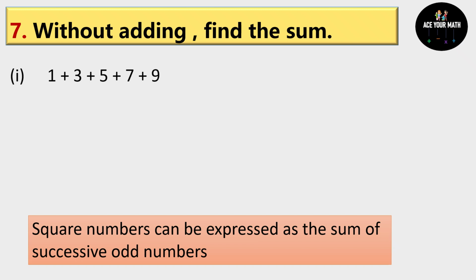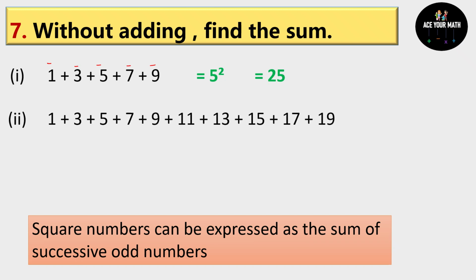There is one property of square numbers: square numbers can be expressed as the sum of successive odd numbers. If you see the first question, how many odd numbers are there? It is 1 plus 3 plus 5, so 1, 2, 3, 4, 5. There are 5 odd numbers. It means this sum can be written as 5 square, and when you solve 5 square, it is 25. So the sum of all these numbers is 25. And why can we write it as 5 square? Because there are 5 successive odd numbers, it can be written as 5 square, starting from 1.